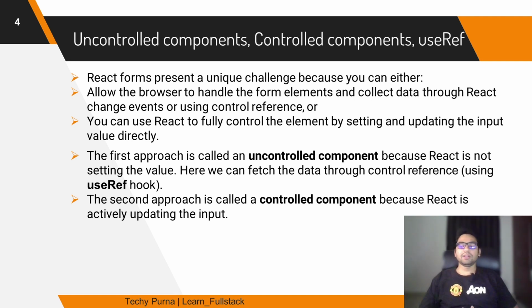In a controlled component, the form control data is connected through the state. Hence, we can fetch the data from the state directly. And the useRef hook helps us to access the DOM element directly. We need to add a ref attribute to the element to access the DOM directly. Okay, let's come to VS Code. We'll explore a few examples of uncontrolled and controlled components.